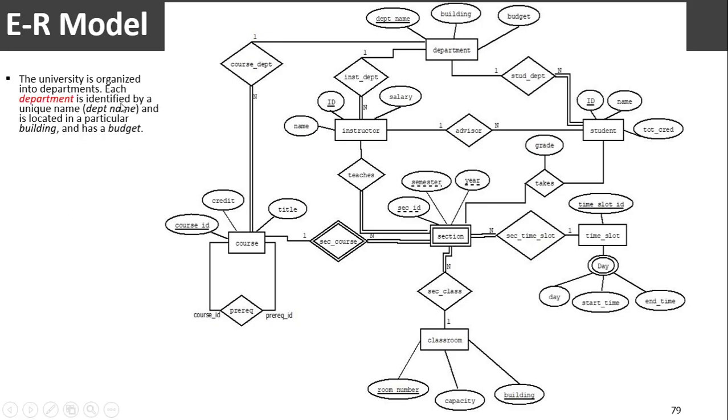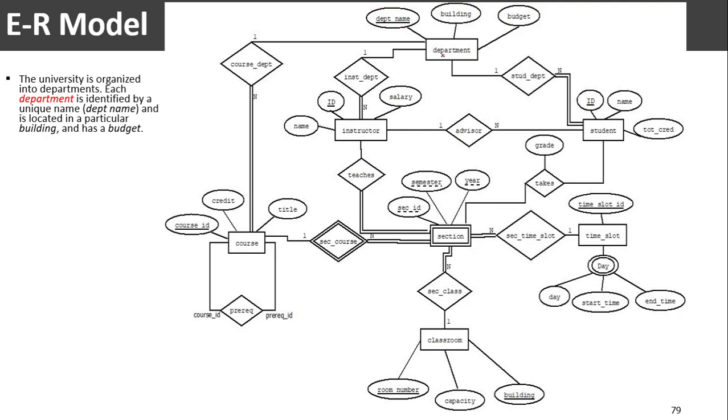Now the first statement that is provided here is the university is organized into departments. Each department is identified by a unique name and is located in a particular building and has a budget. So here we have identified that department is the entity set. So we have drawn here this entity set department with three attributes: department name, building and budget. It is mentioned that department name is unique, and that is why this department name is underlined, depicting that this is the primary key for the entity set department.